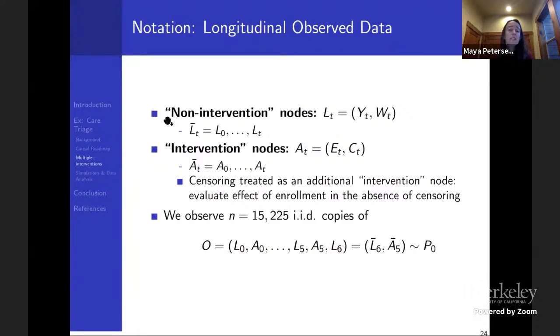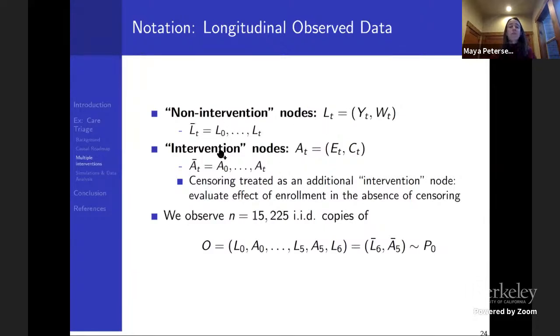And the typical notation that we use in longitudinal data is an overbar to refer to the history of a variable. So L bar T here is the history of these non-intervention variables, or the vector of non-intervention variables over time up till time t.